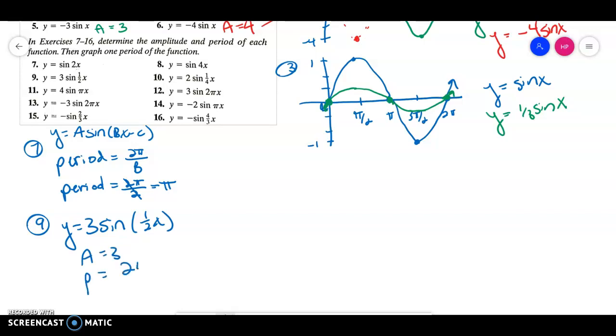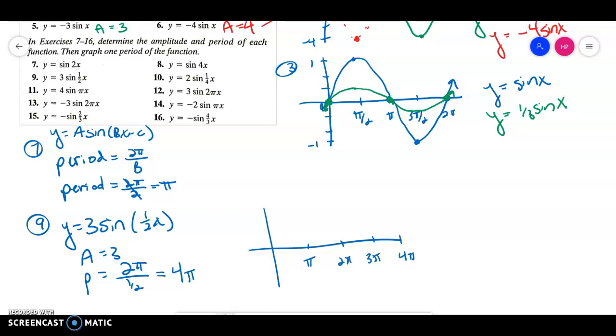My period now is 2 pi divided by 1/2. And so that actually gets multiplied. So 2 pi times 2 actually is 4 pi. So this means now that it's going to take me until 4 pi to see the entire thing. So I now have pi, 2 pi, 3 pi, and I'm going out to 4 pi.